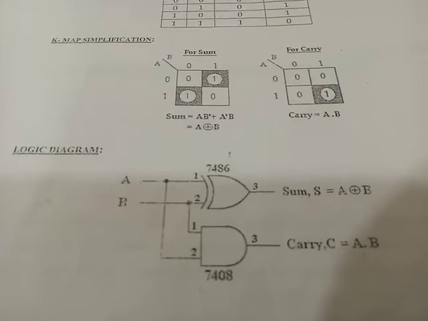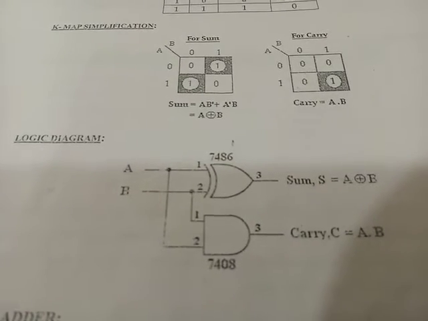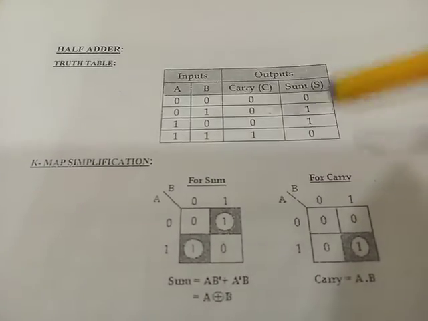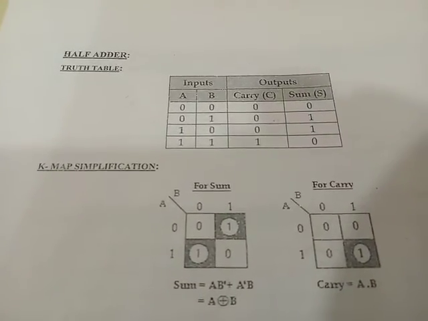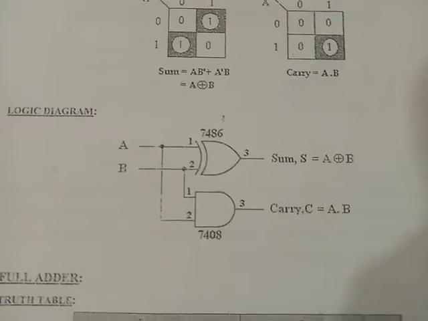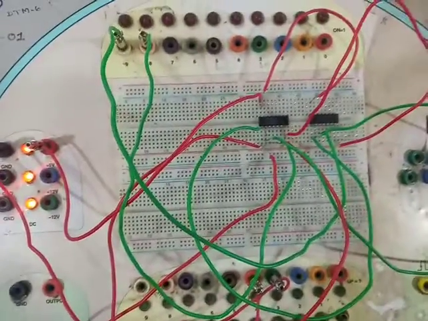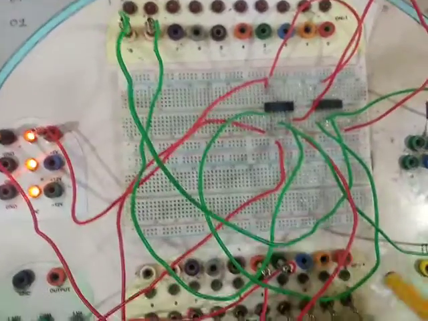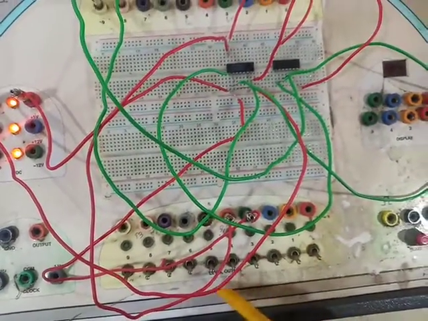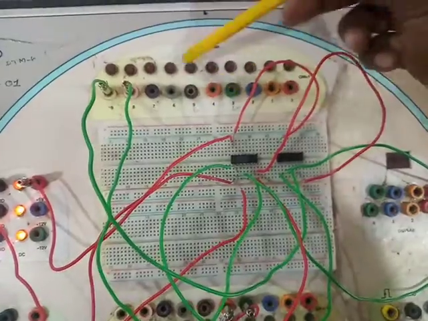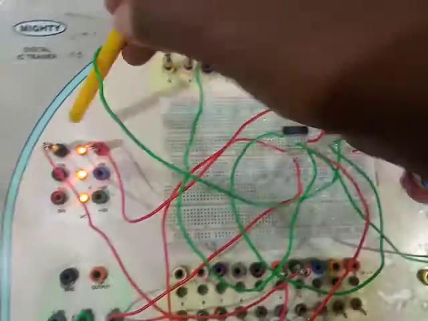The same thing, we rig up the circuit using the trainer kit, and we will verify the half adder truth table. As per the diagram, we have rigged up the circuit. These are all the input section, and these are all the output section, right?